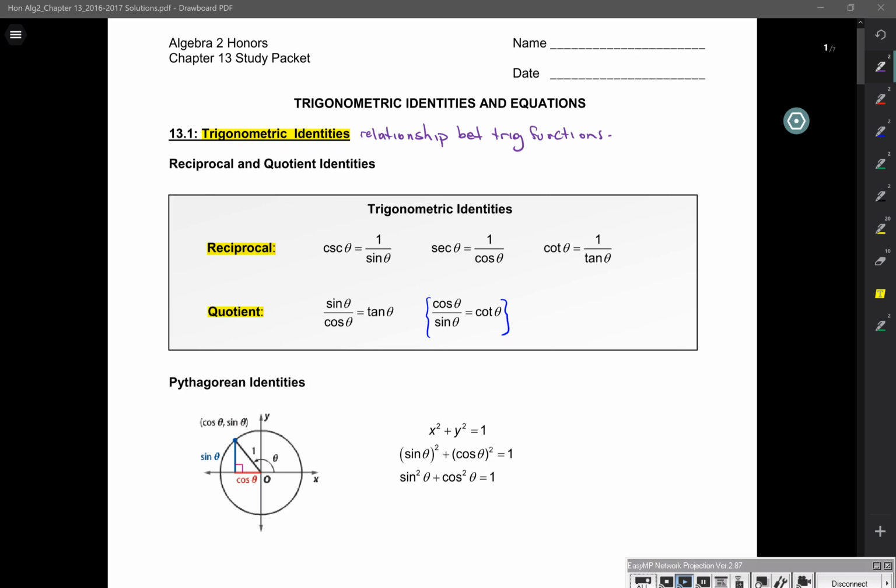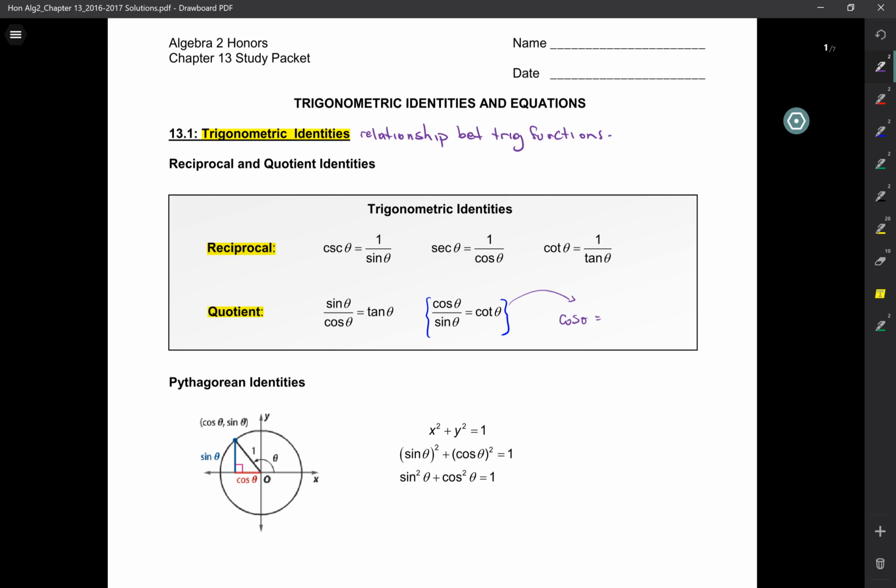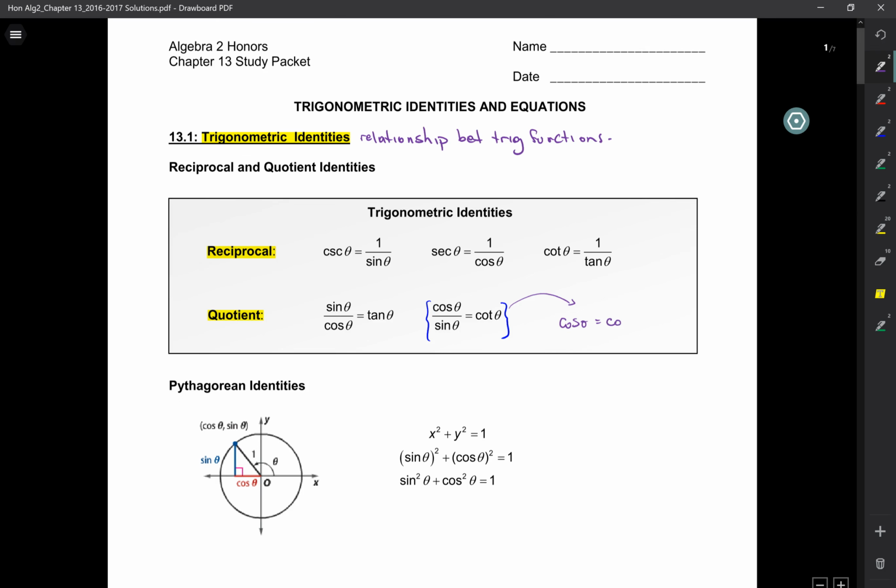Now, is there a way that I can write that in a different way? So can I say, for example, what's cosine of theta equal to then? How can I rewrite that in terms of cosine of theta? It's equal to cotangent of theta times sine of theta, right? So just because it was given to you in the book as cosine over sine is equal to cotangent, it doesn't mean that you're not allowed to write it in a different way. Does that make sense?